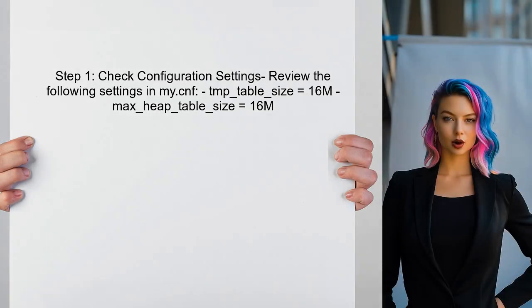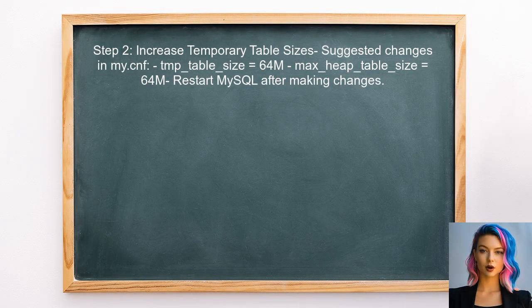To begin resolving the issue with temporary tables in MySQL, the user should first check the current configuration settings related to temporary tables. This includes reviewing the values for tmp_table_size and max_heap_table_size. Next, the user should consider increasing the size of these temporary table settings. A larger size can help accommodate more data in memory, reducing the need for disk-based temporary tables.